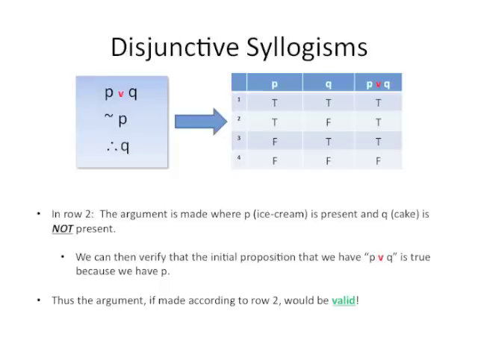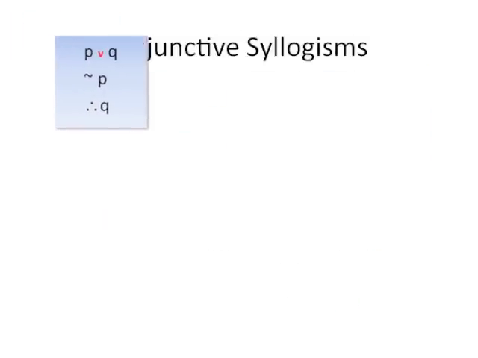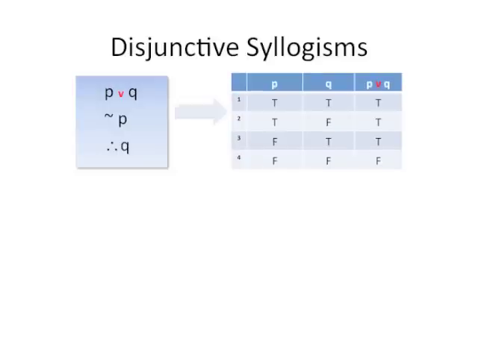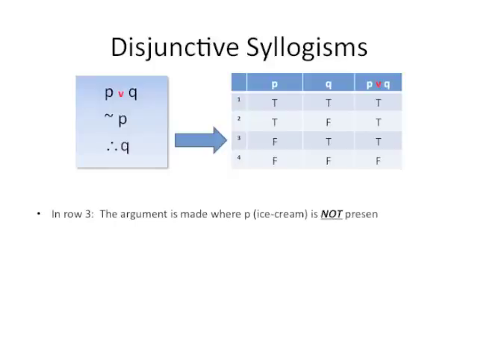Now, row 3. In row 3, the argument is made where P, ice cream, is not present and cake is present. Now, we can verify that the initial proposition that we have, P or Q, is true again because we have Q. Thus, the argument if made according to row 3 would also be valid. Right? So there's also a truthful statement P or Q here.